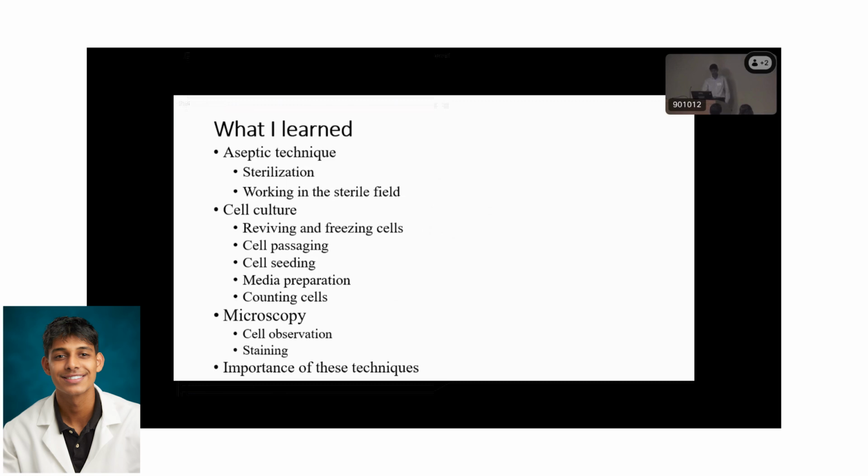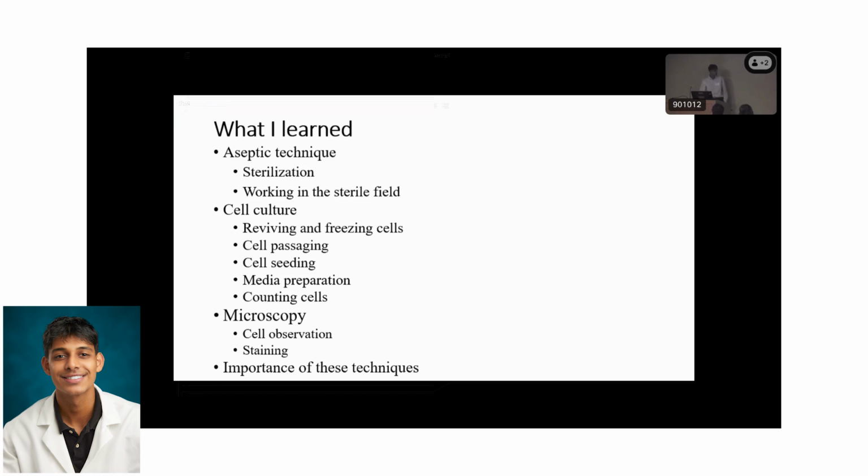And then finally, I learned how to count cells. Counting cells determines the concentration of cells within a culture, and is important for standardizing experiments. And then in the realm of microscopy, I learned how to observe cells under a microscope. I learned to look for morphology, growth patterns, and responses to treatment. And I also learned how to stain cells. Staining cells with particular dyes is important for highlighting components or structures of interest.